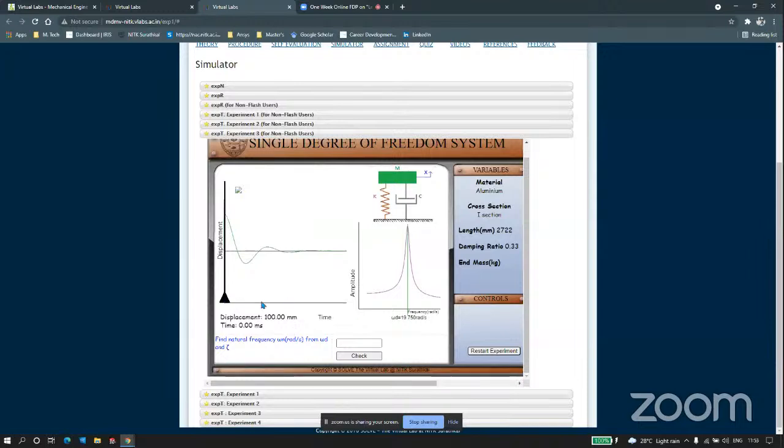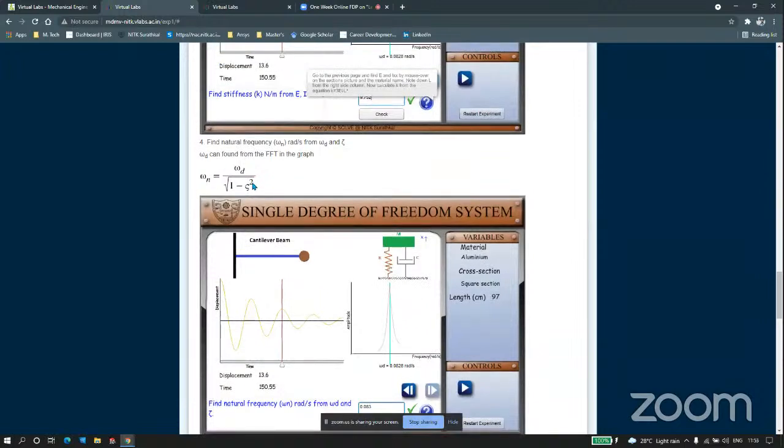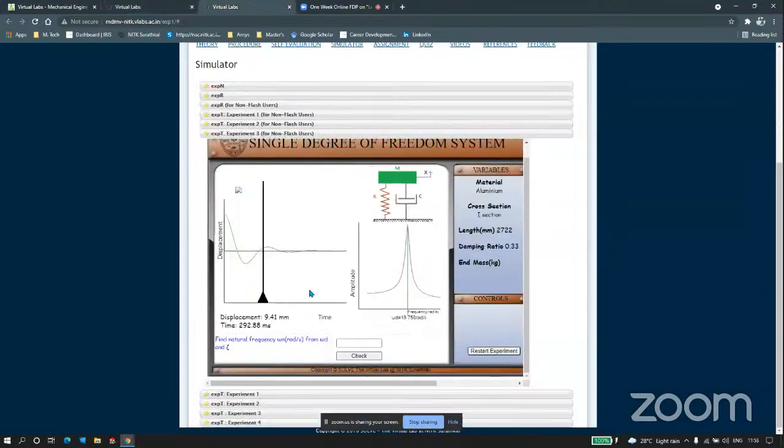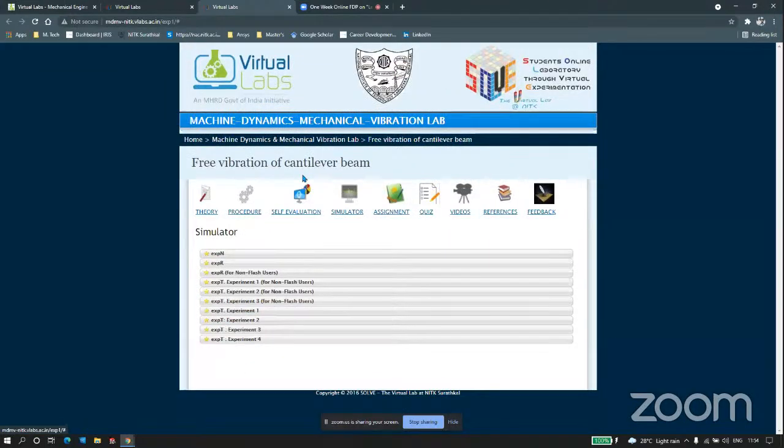So here when you move the cursor on the peaks, you will get the values. For the natural frequency, the formula is omega d divided by square root of 1 minus zeta square. For this you have to find the logarithmic decrement, then the damping coefficient, and then you have to calculate the natural frequency of the system. Then you have to enter the value in the checkbox, and you can cross verify your answer. So this is for free vibration of cantilever beam.